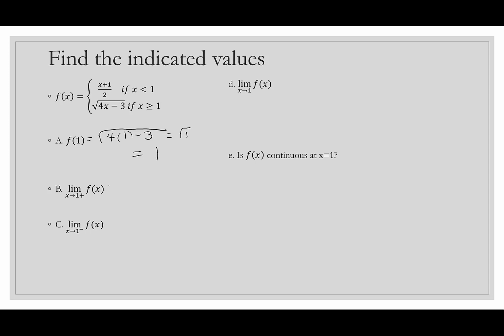1 from the positive side is that same 1 because it's still 4 times 1 minus 3, and I take the square root. But then 1 from the negative side says use the first line where the numbers were less than 1. So 1 plus 1 over 2. 2 over 2 is 1. Right. The positive side and the negative side both gave me 1. Since they're both the same, the limit is 1. So I have a function value of 1. I have a limit that's equal to 1, which says f of x is continuous when x is equal to 1.